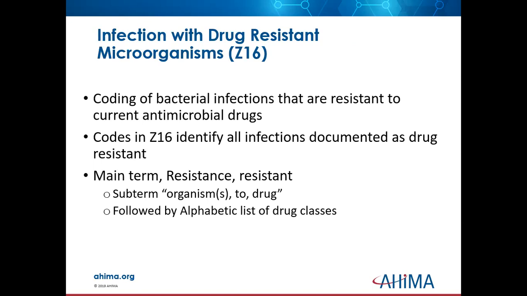Another important thing to pick up is the infection with drug-resistant microorganisms. The coding of bacterial infections that are resistant to current antimicrobial drugs. These fall all in the code category of Z16. This code category is used to code any infection that's documented as drug resistance. The main term in the alphabetic index would be resistance or resistant. The subterm would be organism, and then followed by the alphabetic list of drug classes.